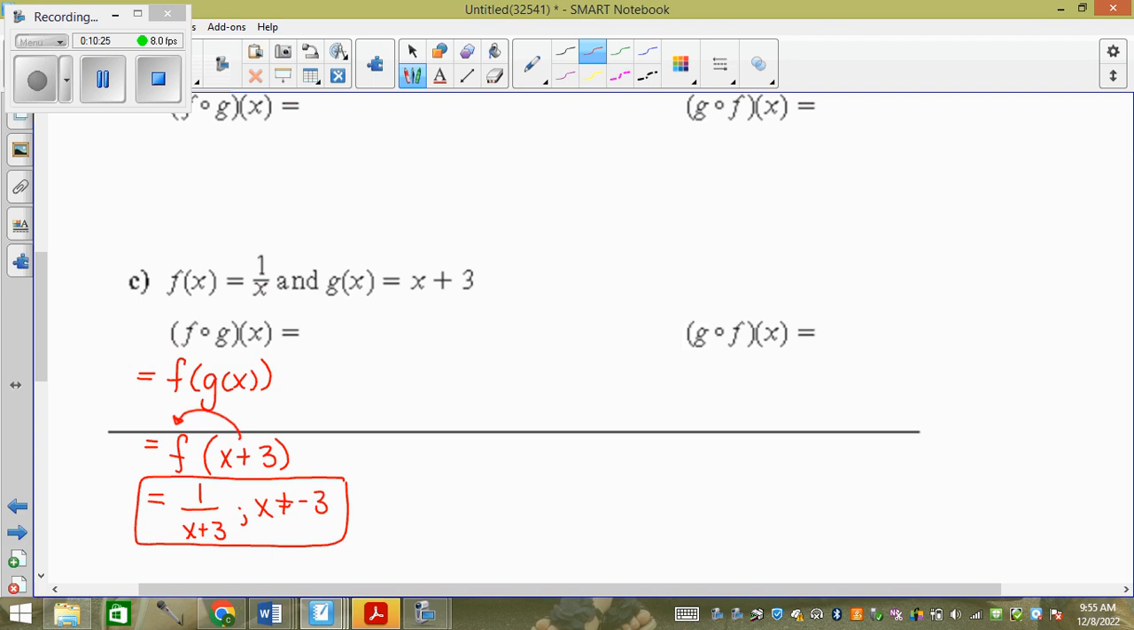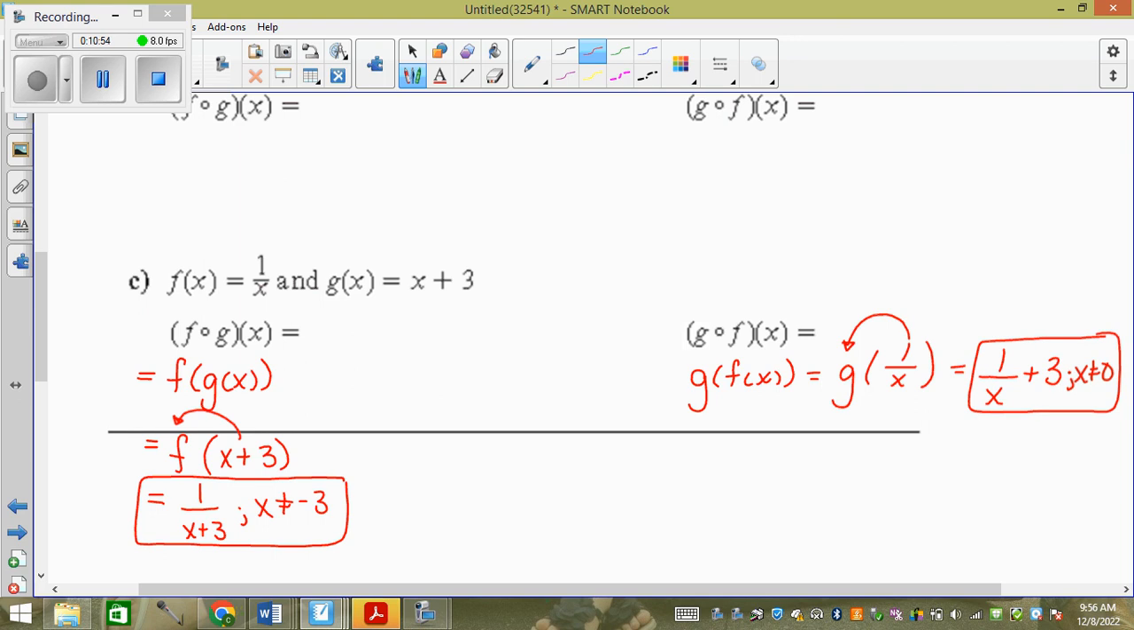What if I have g of f of x? I'm going to have g of 1 over x, and that's going to go into the x in g. g is x plus 3, so what am I going to get? What do I have to do? x cannot equal 0. That one's actually in transformed form, isn't it? Where is my vertical asymptote at? x equals 0. What's the horizontal asymptote at?